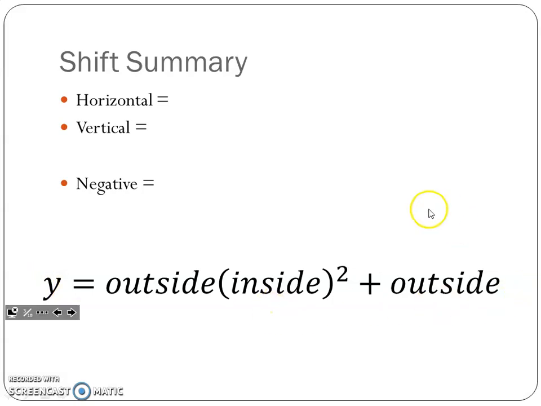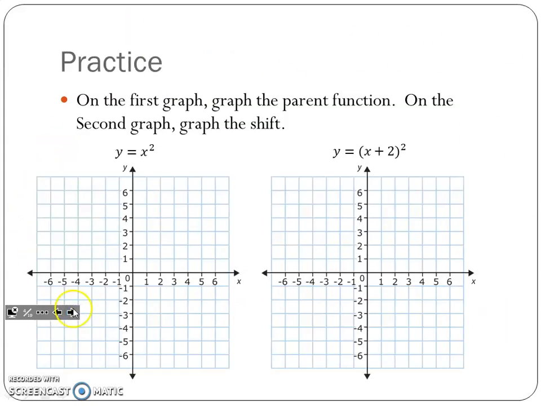Okay, so on this next slide here, I have something for a shift summary. But before we can summarize, we need to look at these examples and figure out what's actually going on. So before I worry about this, I want to look at this shift right here, y equals (x plus 2) squared. Okay, so I told you guys when we do this, we're going to have parent functions. And then based on your parent functions, you're going to have some shifts going on.